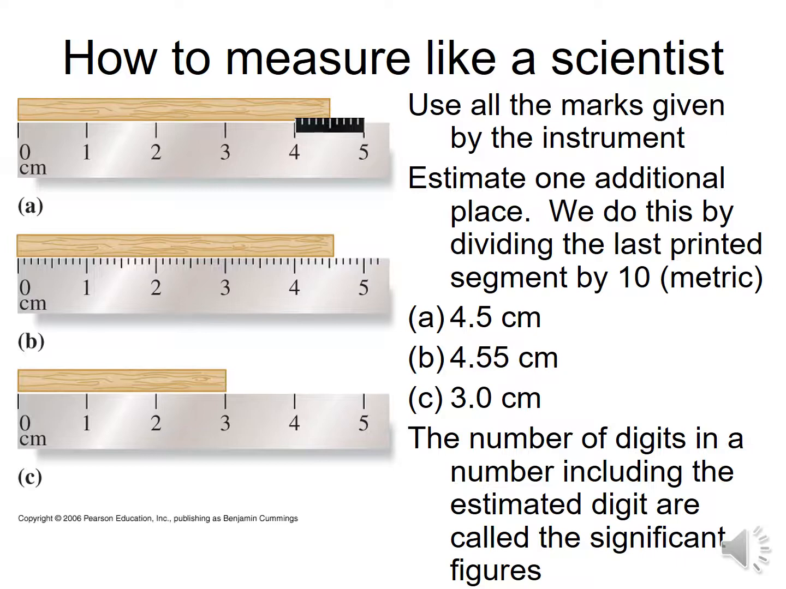The number of digits that we show in our measurement is called the number of significant figures. These digits are called significant figures. The simple definition of significant figures is all the measured digits. All the digits you can measure, and especially that last one you measure by reading between the lines, these are called our significant figures.